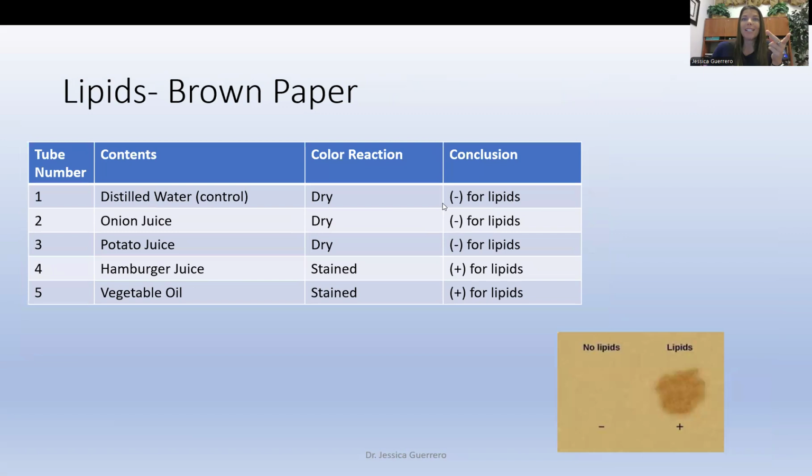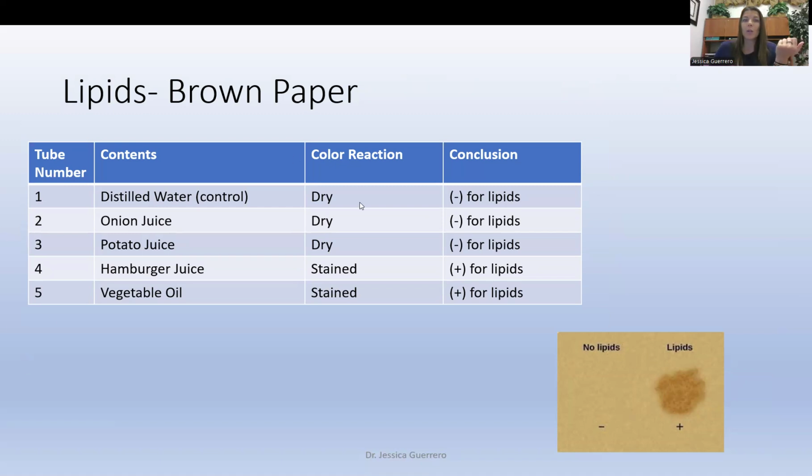Part 2 was the lipids test. There were 2 lipids tests that we ran. The first one was a brown paper bag test. So we took just these foods here, and we took a drop of them and put them on a brown paper sack and then let them dry. If they dried and there was no stain, then they were negative for lipids. But if they dried and there was a stain or it became transparent, we knew they were positive for lipids.